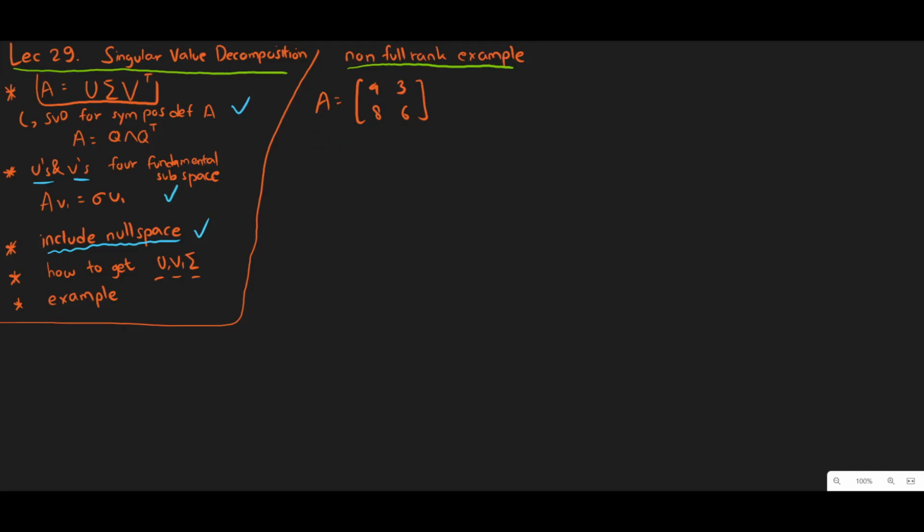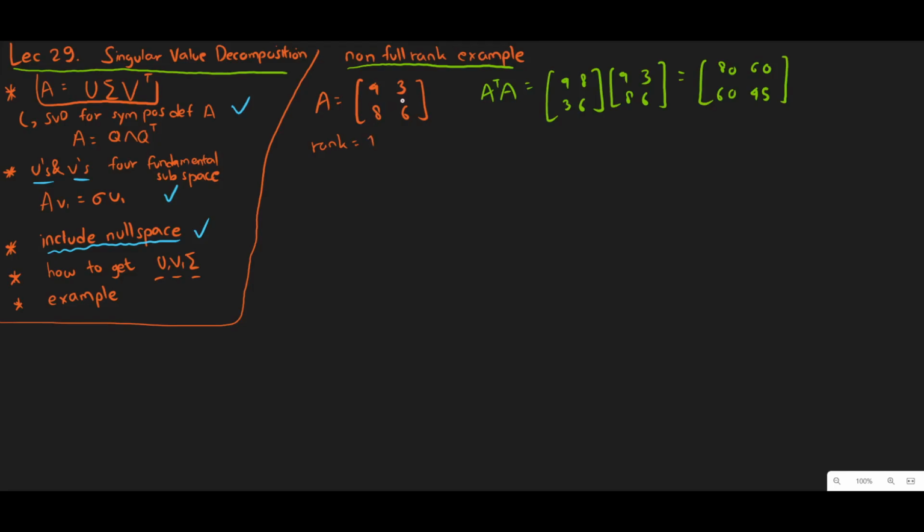Okay, so we compute the A transpose A as usual. So we will have 4 3 8 6, which will be equal to 80, 60, 60, 45. Now we already know that this matrix is singular, so this is not full rank, so this rank is only 1.